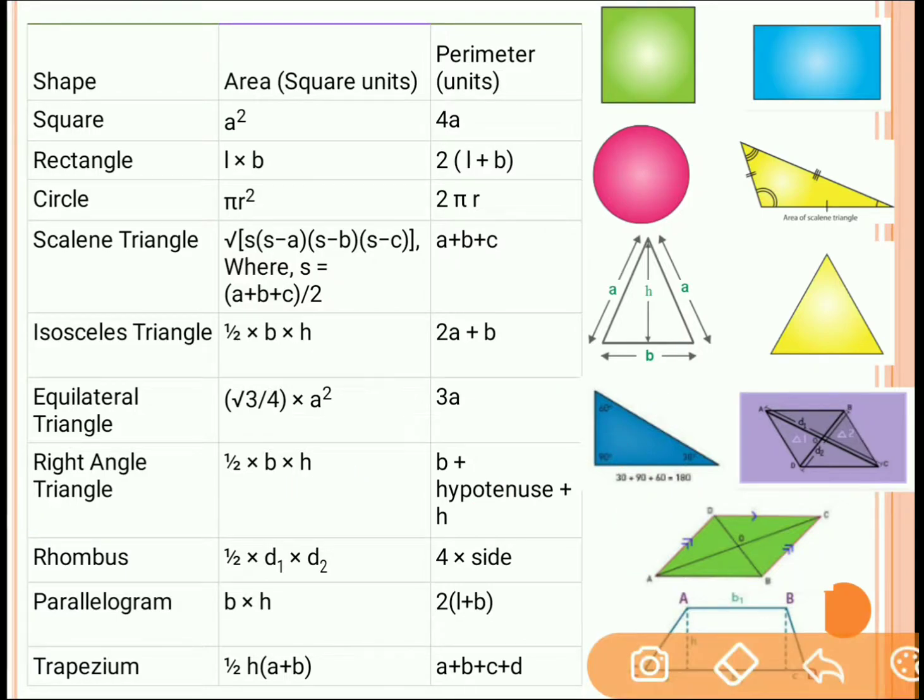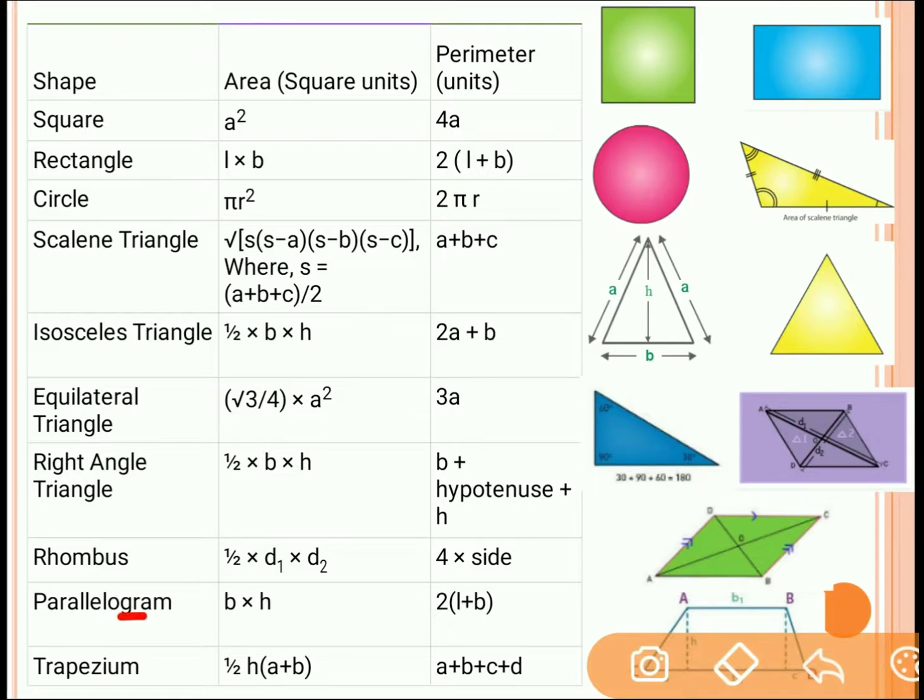Next is rhombus. Area of rhombus is equal to half times d1 into d2, where d1 and d2 are the lengths of the diagonals as you see in the figure. So you can see first diagonal is AC and second diagonal is BD. If you take the product of these two diagonals and divide it by 2, you will get the area of the rhombus. Also in a rhombus, all four sides are equal. So the perimeter of the rhombus is equal to 4 times the side length.